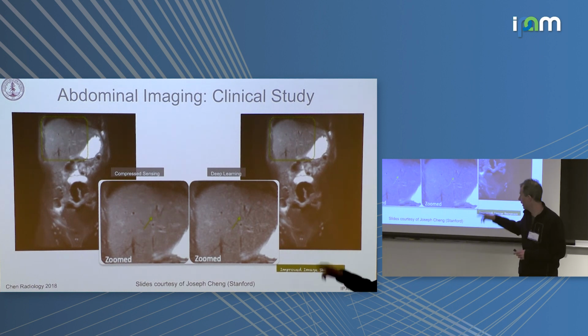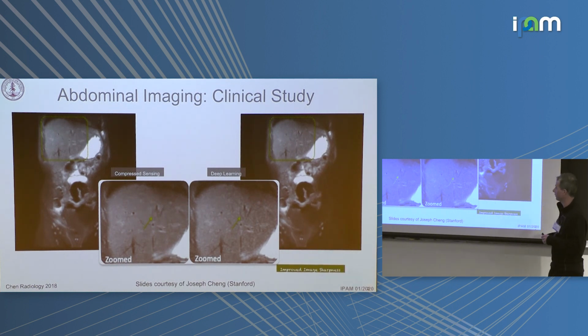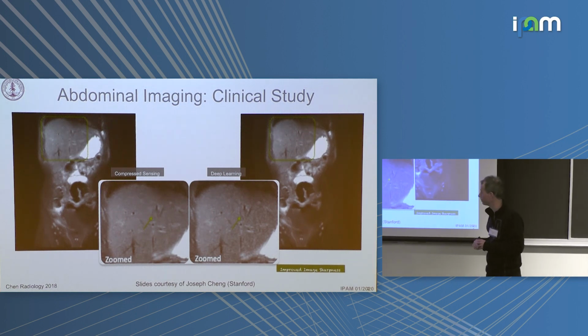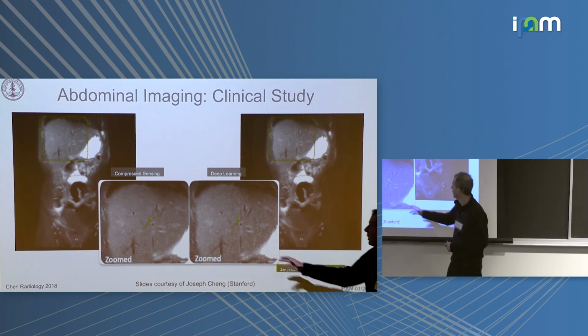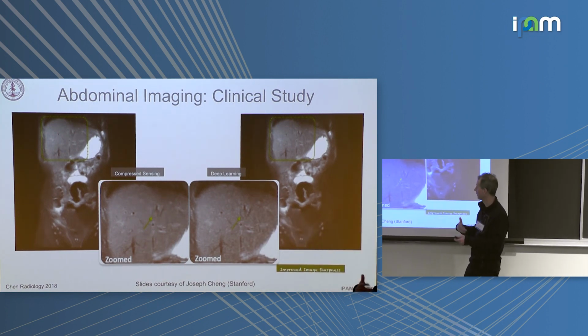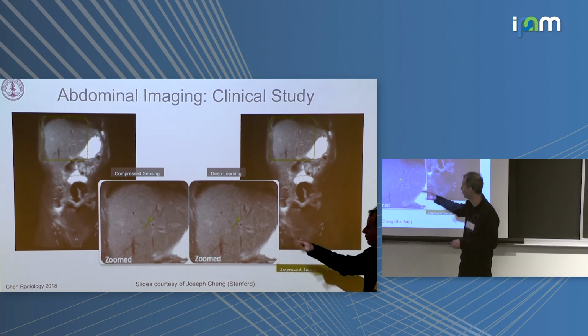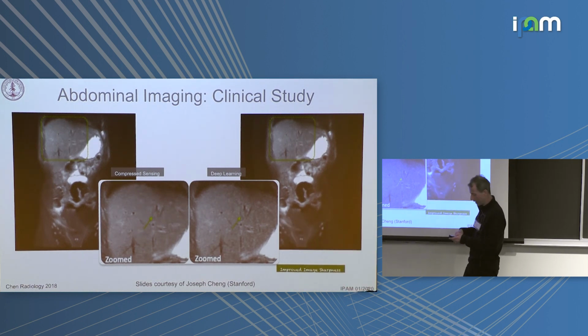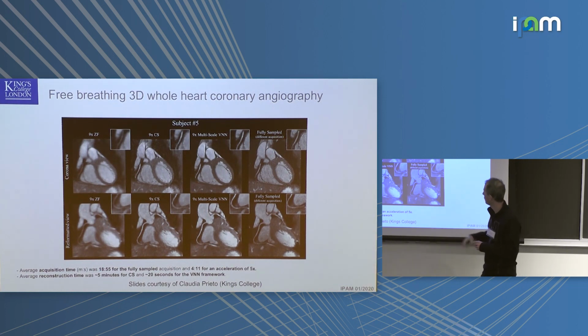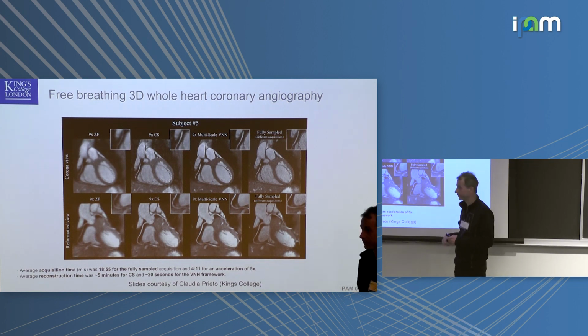And then other people have started doing this as well. So this is an example from Stanford. They actually tested it with clinical patients in the abdomen and have shown that you have improved sharpness and preservation of fine details while preserving SNR. And this is an example from King's College, Claudia Prieto's group, where they have done it for coronary arteries, and again got very, very similar results.